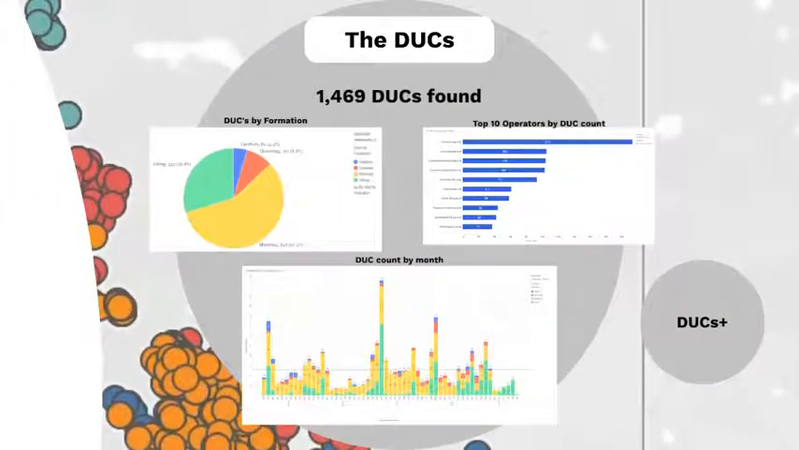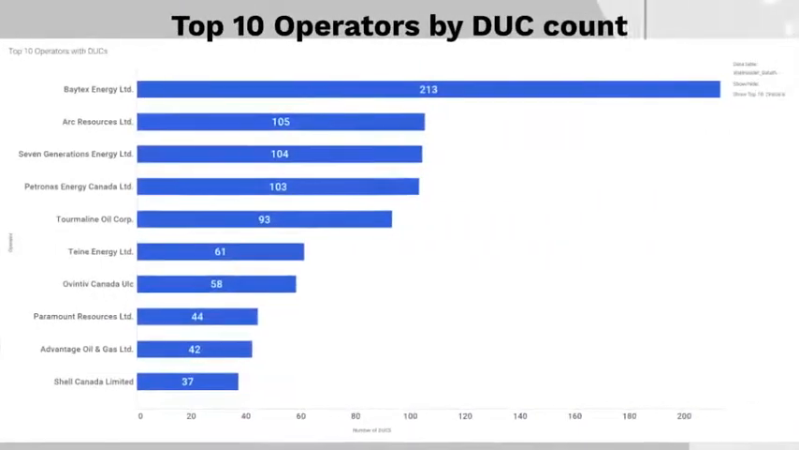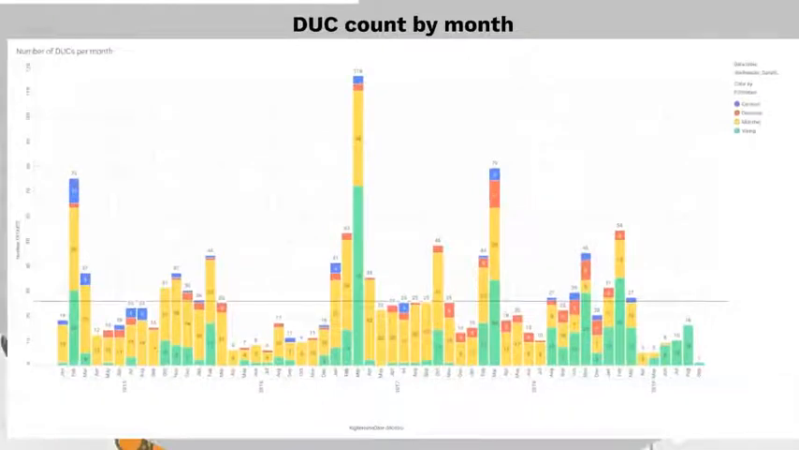And when we applied our criteria, we found almost 1,500 true ducks in the data set. The Montney and Viking had almost 90% of the ducks, and Baytex topped the operators with the most ducks. Plotting the ducks by month, it correlated with the drilling count and winter seasonality cycles. We averaged 26 new ducks per month, with March 2017 seeing the highest count.